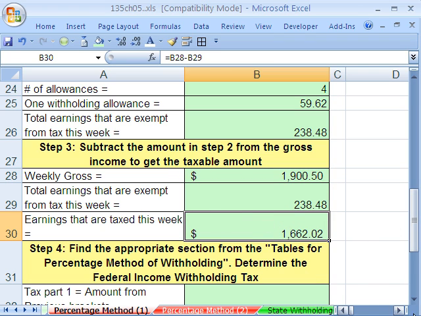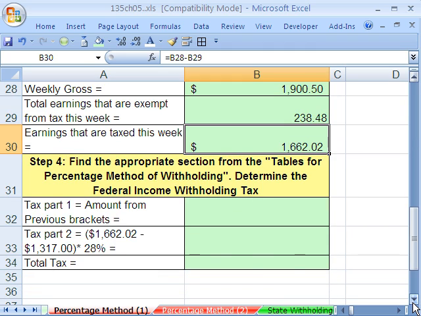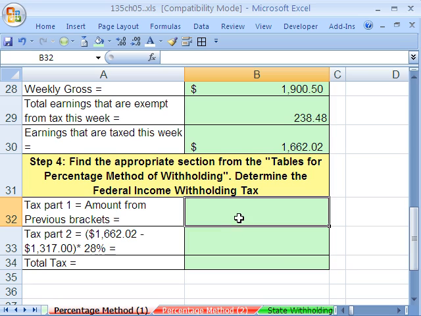Now, step 4. All right, tax from part 1, amount from previous brackets. So I have to go look up in the table. We're going to take this number here, $1,662.02, and find the actual row in that tax table up there, which will give us our tax rate and our amount of tax from the previous brackets. This is going to be our amount from previous brackets. We'll calculate our tax for this current line here at 28%, and then we'll add them up.